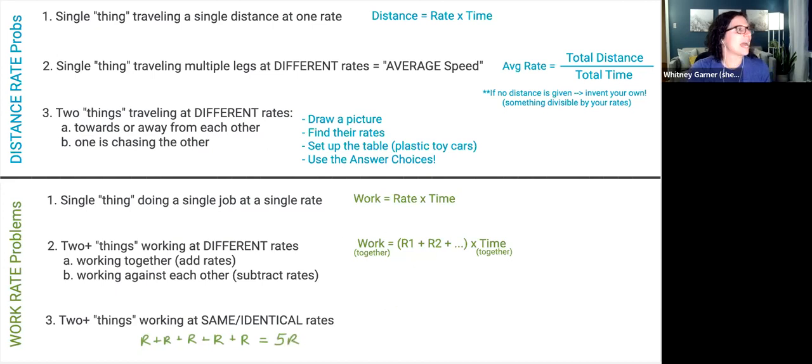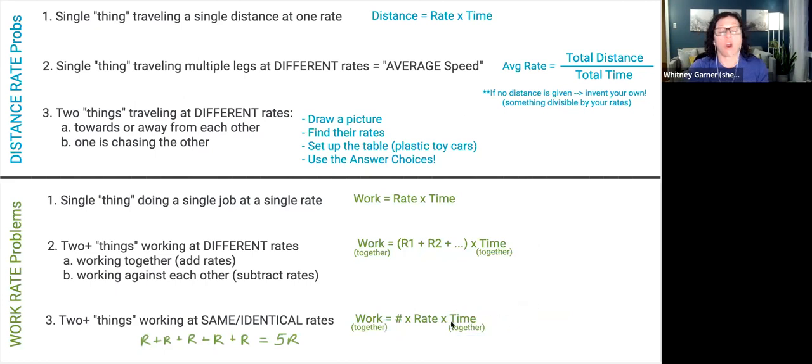So we're going to use the exact same formula. However, this time, instead of adding a bunch of rates, I like to use the number of workers times rate. This time, we don't necessarily have to block it off in parentheses because everything's being multiplied. And once again, the work and the time.